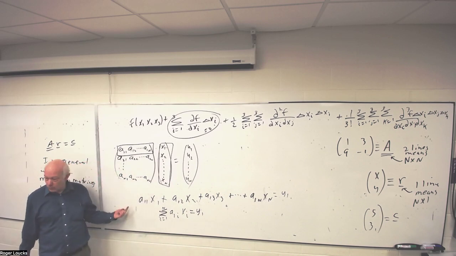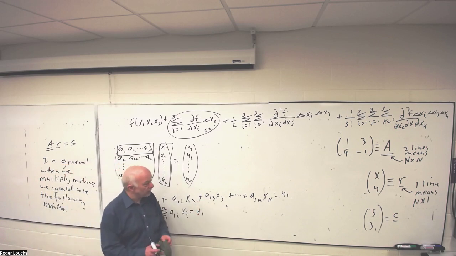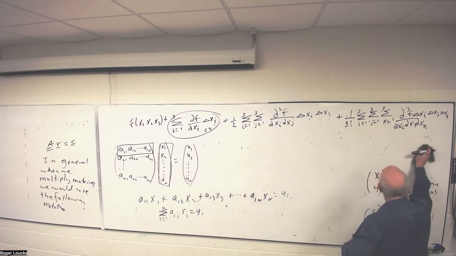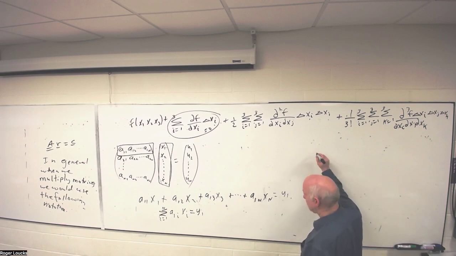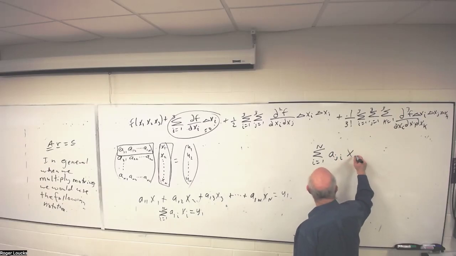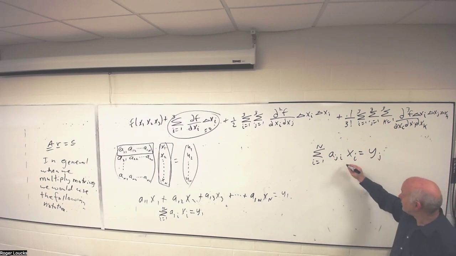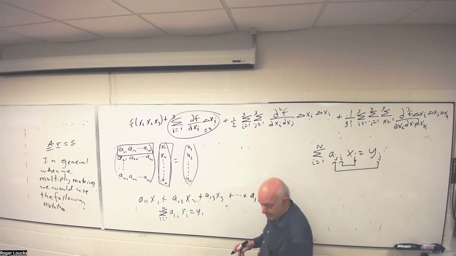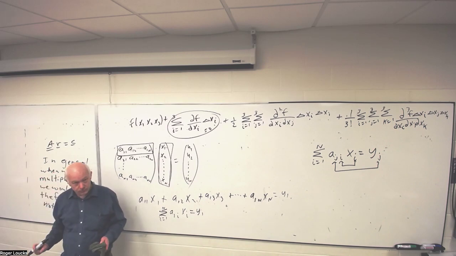You'd have the exact same thing, but with a 2 here, 2, 2, 2, all the way. So in general, what I can say is the following: a sum on i, 1 to N, of A_ji x_i equals y_j. So these two are summed on, and then these two are the same. Does that make sense? Good.